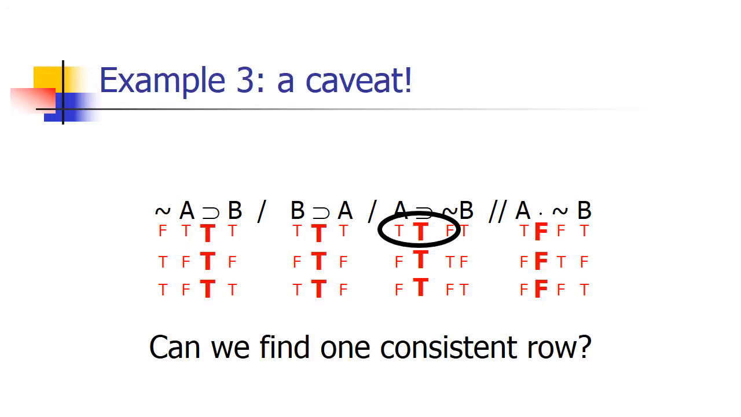Well, we got a problem right here. We assigned a truth to this premise, and that violates our rule for the horseshoe. When the antecedent is true and the consequence false, it should have received a value of false. So that one's out of the question.